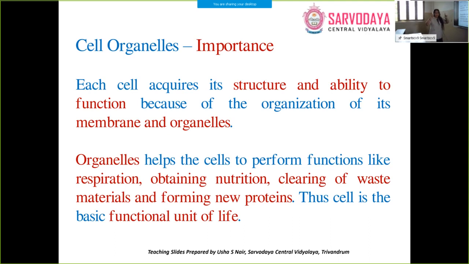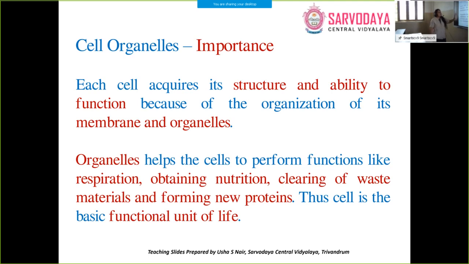Now the importance of this. Each cell acquires a structure and ability to function because of what? Because of the organization of its membrane and the organelles. So each cell acquires its structure and the ability to function properly because of the organization of its membrane and the organelles. Now, organelles help the cells to perform functions, as we have learned, different organelles, different functions. Just giving a recap: respiration, obtaining nutrition, clearing of waste materials, and forming new proteins. Thus, the cell is the basic functional unit of life.